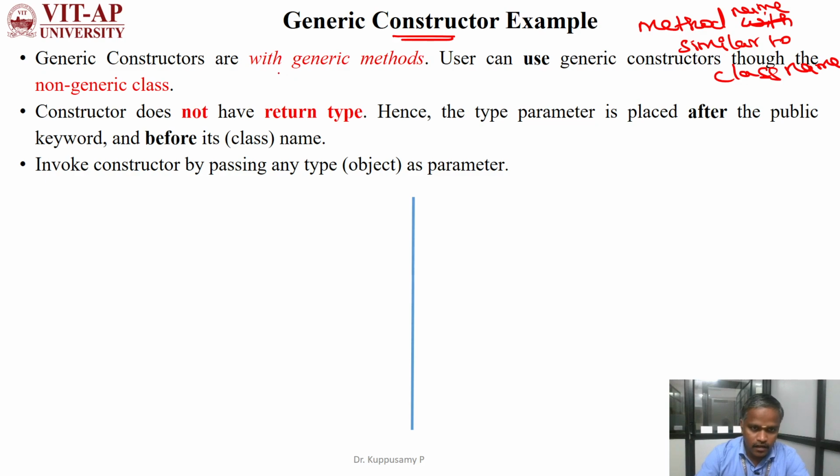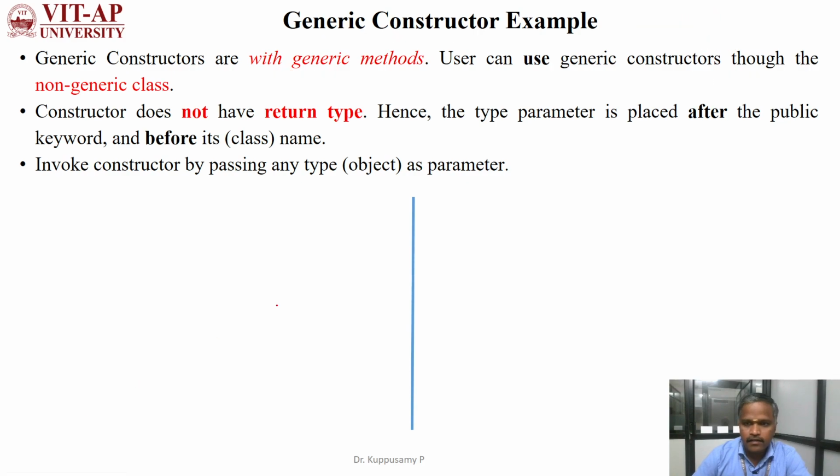Now generic constructors are used like generic methods, because the constructor has the same name as the class name. The user can use generic constructors through a non-generic class, non-generic meaning a normal class. A constructor does not have a return type, the return type meaning void or integer. So these return types will not be there in the constructor. Now the type parameter is placed after the public keyword and before the class name.